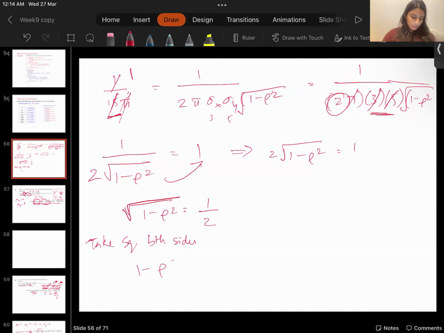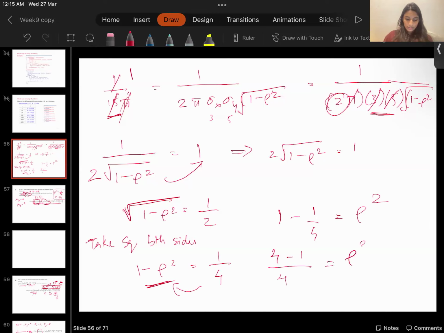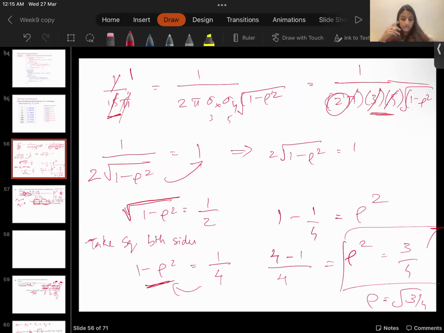What happens? You get 1 minus rho square is equal to 1 by 2 square, which is 1 by 4. Now you bring this side. It becomes 1 minus 1 by 4, and when you bring minus rho square to the other side of the equal sign, it becomes rho square. Now you just have to solve this. 4 minus 1 divided by 4 is equal to rho square. So 4 minus 1 is 3 by 4. So rho square is 3 by 4. Rho is square root of 3 by 4. So this is how you solve for rho.